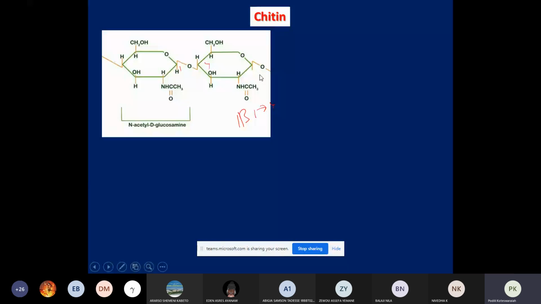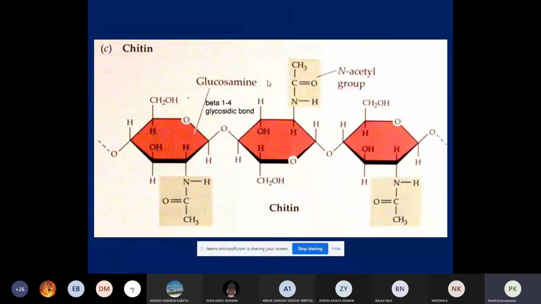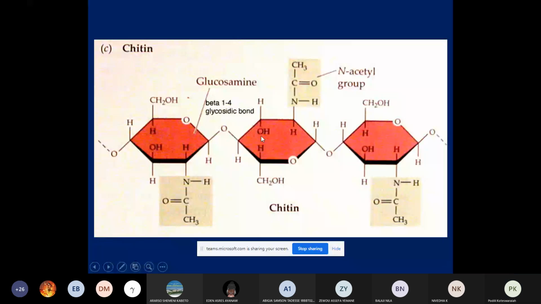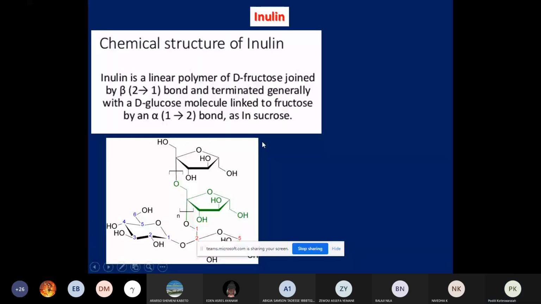exoskeletons of many arthropods. And in addition to this, you can see here the structure of N-acetyl glucosamine, and the linkage is a beta 1,4 linkage. And there are, I think, many more, but we are discussing only a few.